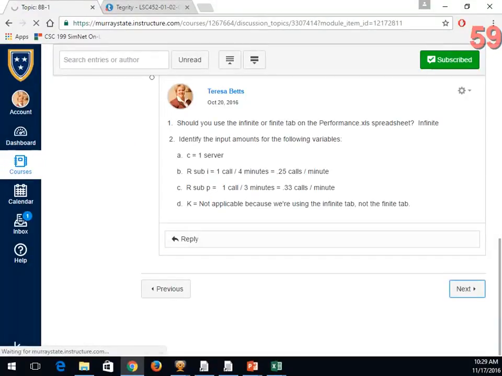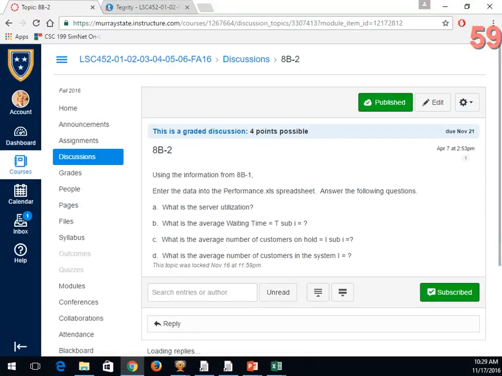Then you move on to 8B2, and 8B2 says, okay, now that you've got that information, use performance.xls and tell me what's the server utilization, what's the average waiting time, what's the average number of customers on hold, and what's the average number of customers in the system. So it's just getting used to reading the information on that performance.xls.